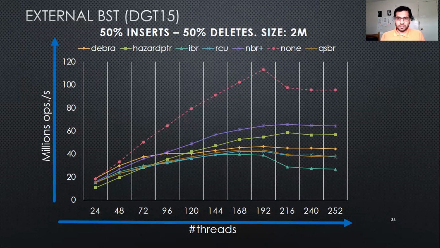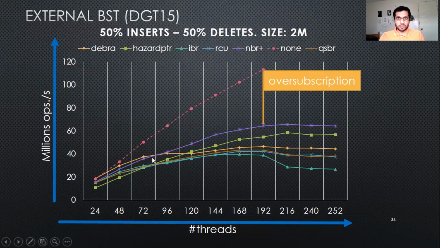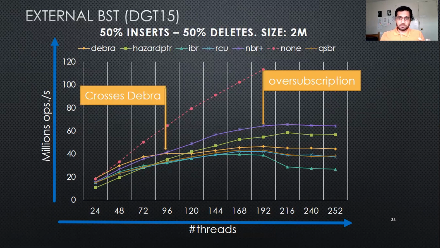So as it can be seen here, NBR plus actually outperforms hazard pointer, IBR, RCU, QSBR across all the threads and even under oversubscription. One interesting point to be noted here is that NBR plus outperforms Debra only after 96 threads. Before that, Debra plus is actually marginally better. And this can be attributed to the fact that Debra plus suffers from delayed thread phenomenon.